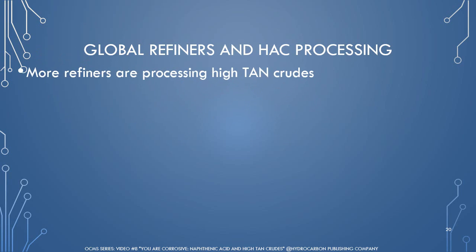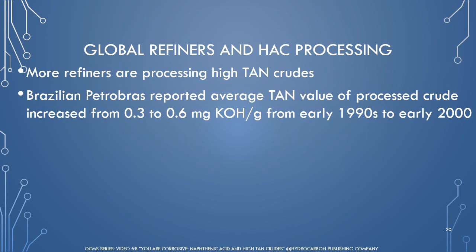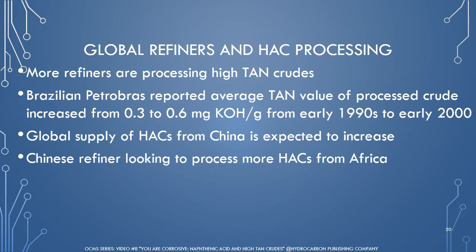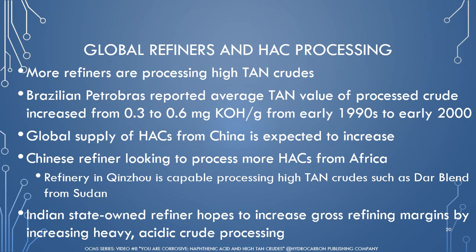Multiple refiners around the globe have been processing higher TAN crudes. Brazilian Petrobras reported that the average TAN of crude processed in the company's refineries increased from about 0.3 in the early 1990s to about 0.6 in the beginning of 2000. Global supply of high-TAN crudes from Chinese production is expected to increase. A Chinese refiner is also looking to process more HACs from Africa. Its refinery in Qinzhou is able to process HACs such as Dar blend from Sudan. An Indian state-owned refiner is looking to increase gross refining margins by processing more high-TAN crudes.